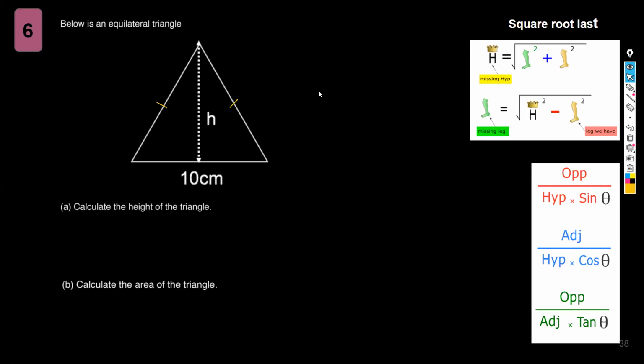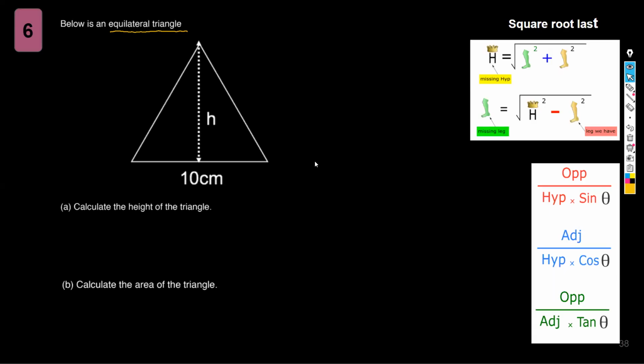It's actually on the screen itself. It's not an isosceles triangle. They said it was an equilateral triangle. My mistake. That means all three sides have the same length. Sorry about that.